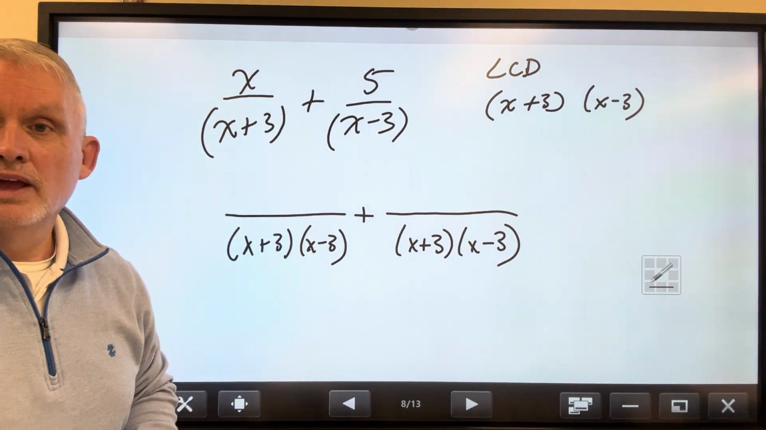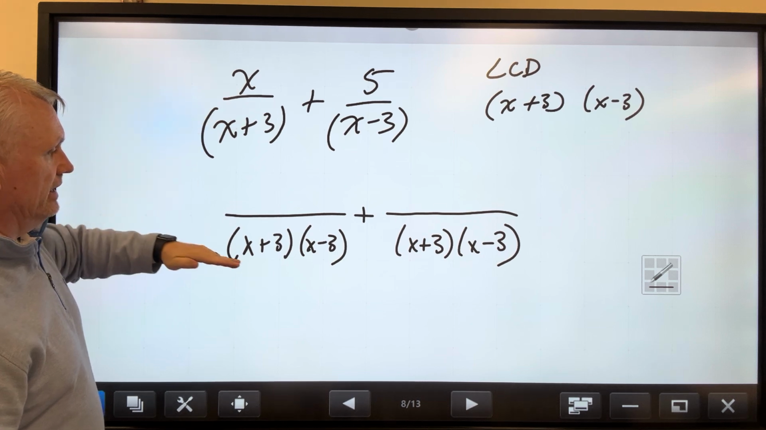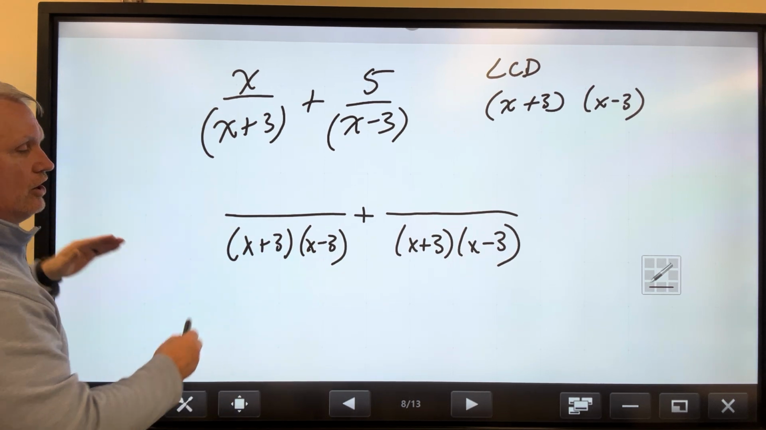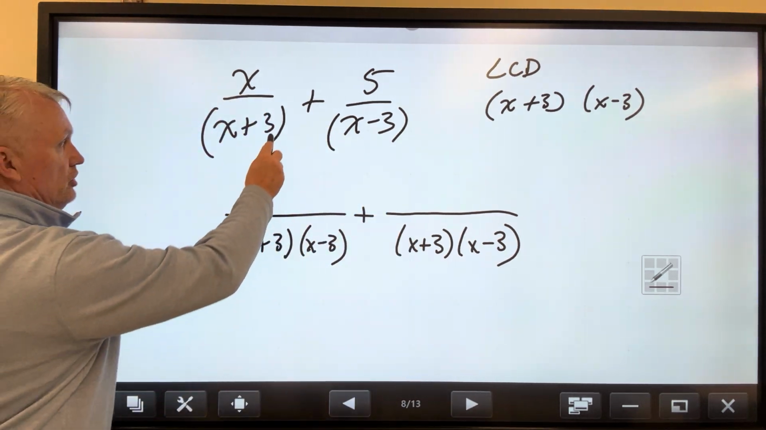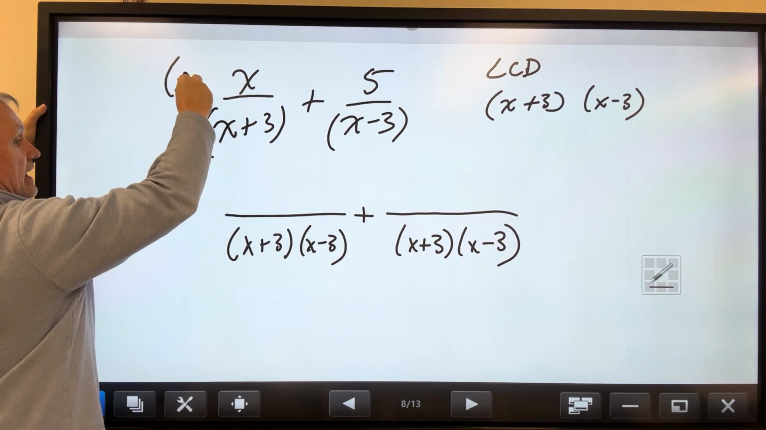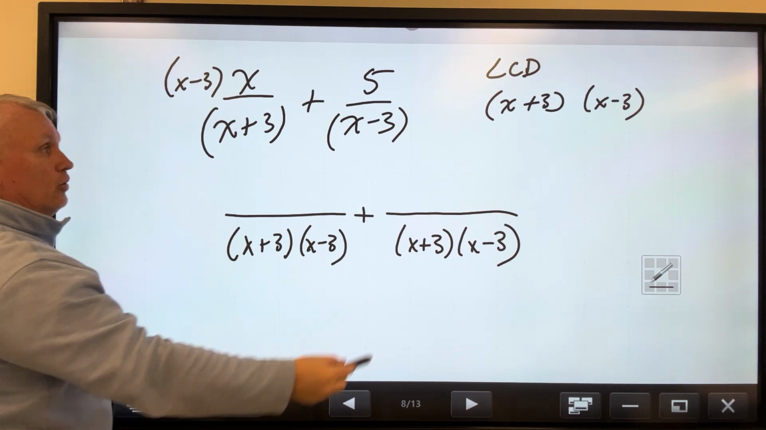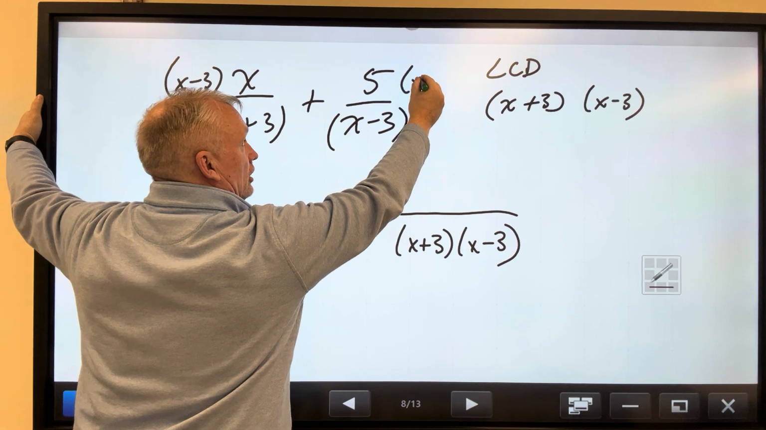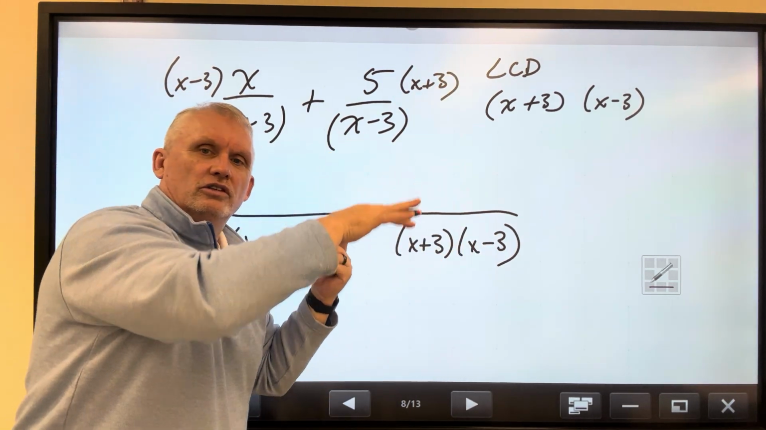Now here's the twist. Here's what you do. How do you make this denominator look like this denominator? Well, you multiplied it by x minus 3. Whatever you do to the bottom, you have to do to the top. Not added, you multiplied it. So I'm going to multiply that by x minus 3 on the top. Well, what about this one? You have an x minus 3. You multiplied an x plus 3. Whatever you do to the denominator, you must do to the numerator.